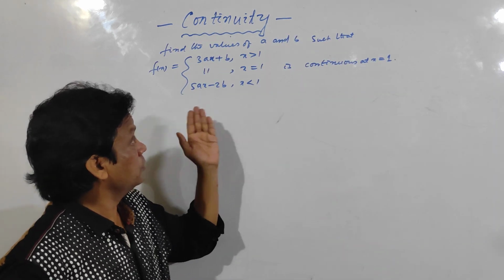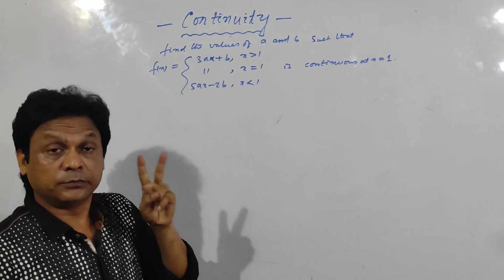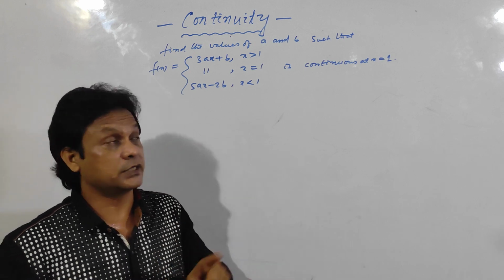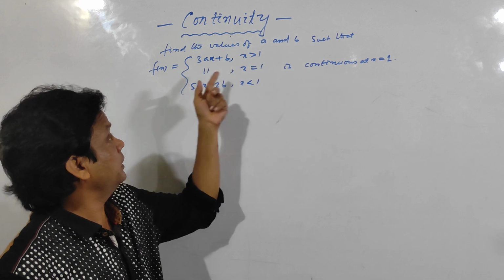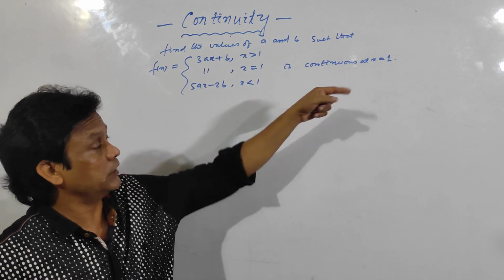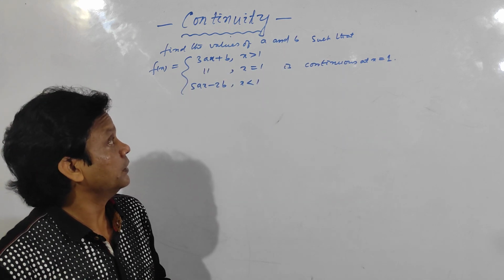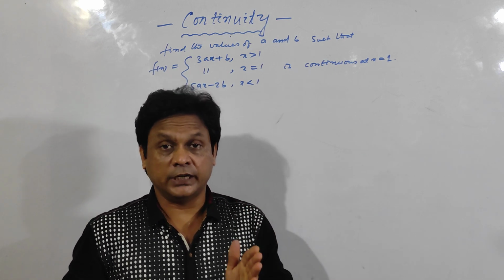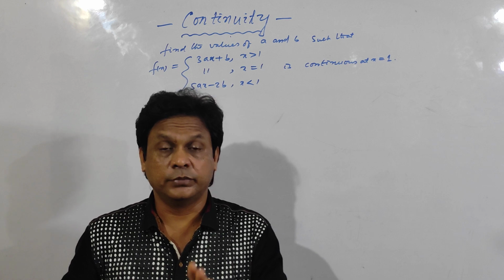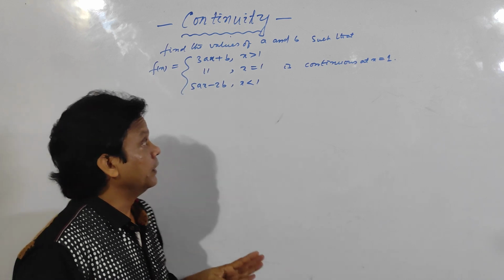See here. Here also you have to find out the value of the constants. But in the previous example there was one constant. Here there are two constants, a and b. You have to find out the values of a and b such that this function is continuous at x is equal to 1. Already I have told you, the left hand limit must be equal to the right hand limit must be equal to the function value for continuity. Okay.